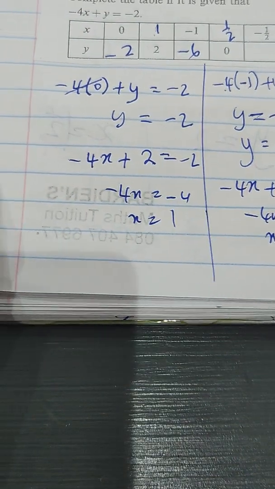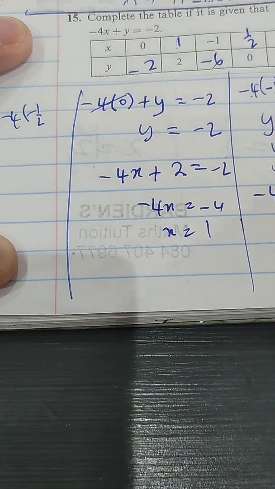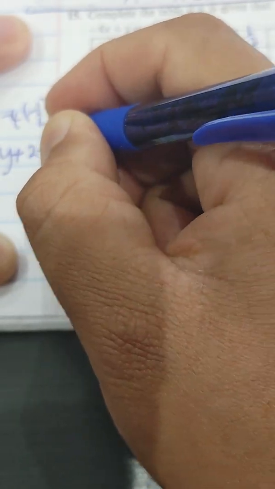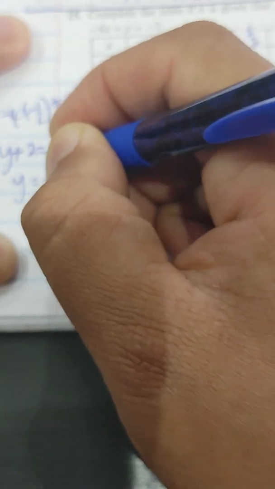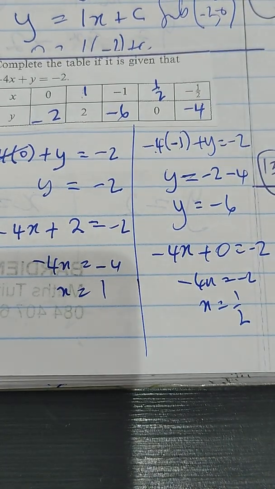The next one, you've got an x value of negative half. So you've got negative 4 times negative half plus y equals negative 2. So you say y plus, now negative 4 times negative half is 2, equals negative 2. So y is equal to negative 2 minus 2, which is negative 4. Okay, there we've got our table complete.